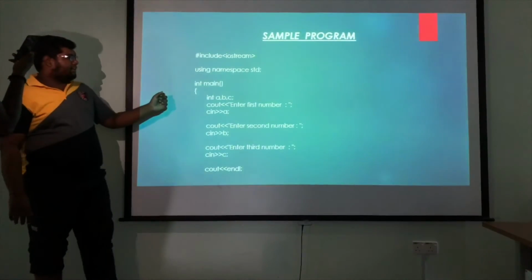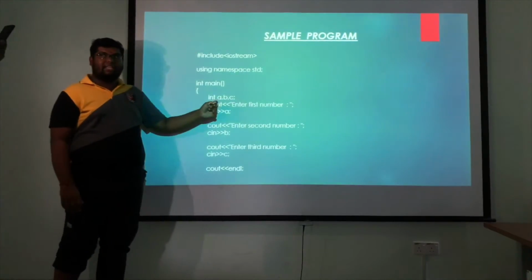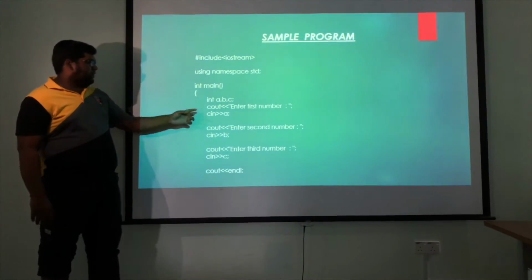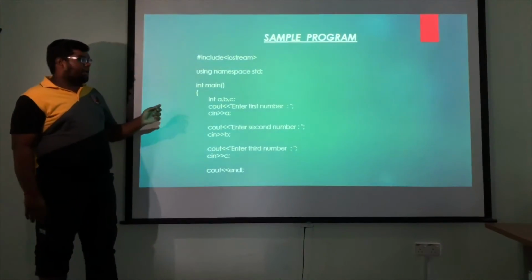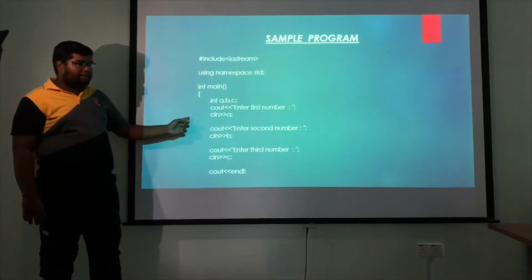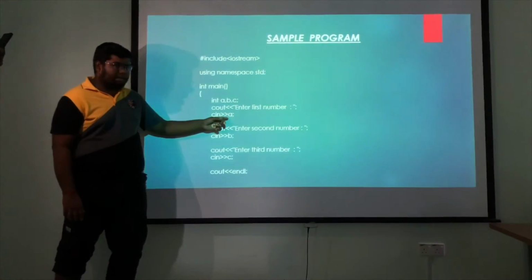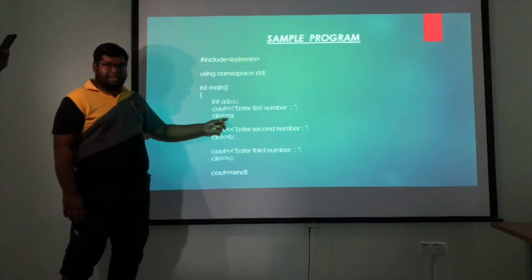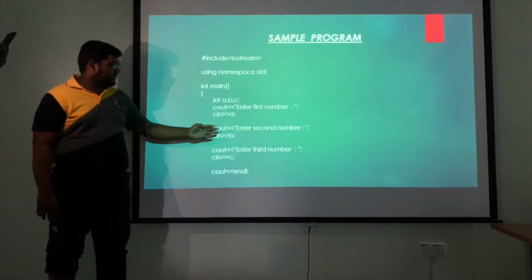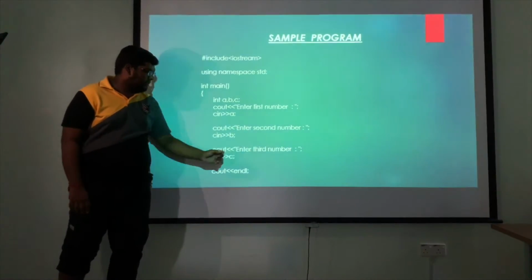There are three variables: A, B, C. A, B, C are of the data type integer, and this line shows the program prompts the user to enter the first number, and the user will enter the number as A. Same goes for the second number and third number. The second number is B and the third number is C.